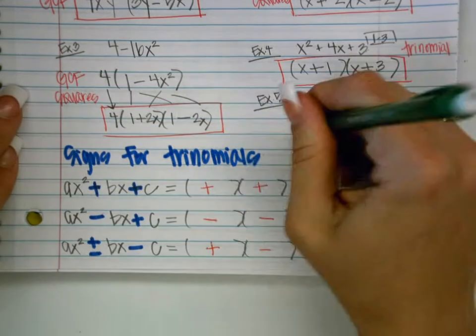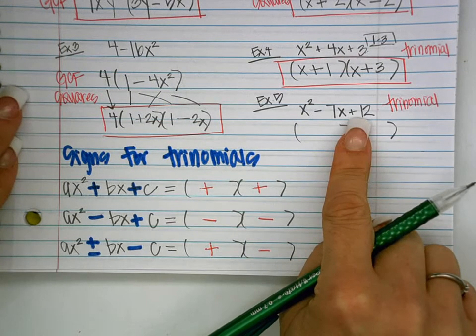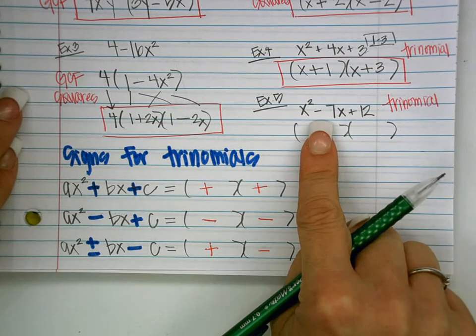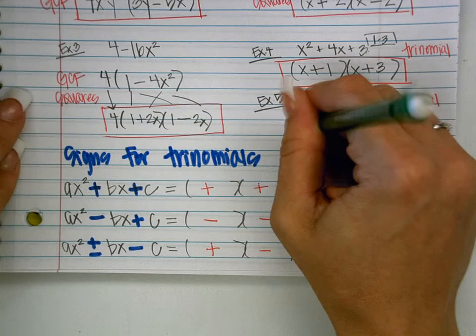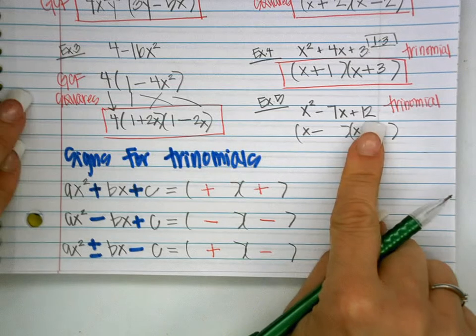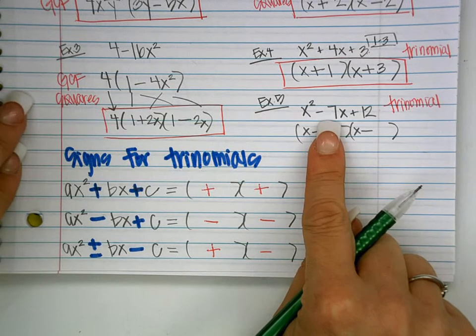Okay? Break down your parentheses. If it's plus at the end, both the parentheses will be the same as the middle. So what would your middle signs be? Both negative. The x squared breaks down to x and x. Then you have to figure out what would multiply to 12 and add to negative 7. Negative 3 and negative 4.